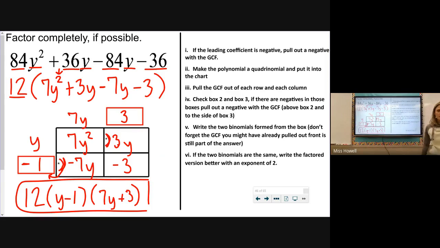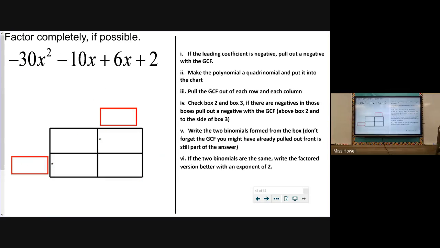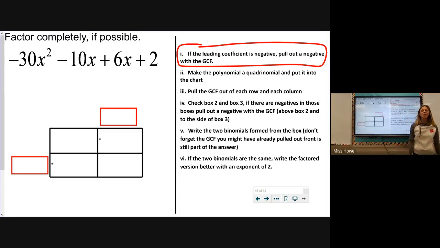All right, let's try another. Number 2. All right, negative 30x squared minus 10x plus 6 plus 2. All right, please remember, rule number 1 for factoring with our chart is if the leading coefficient is negative, we have to pull it out before we go to our chart method, so be careful. So I'm guaranteeing I'm pulling out at least a -1 out here. So I want to see if there's more than just a -1 that I should be pulling out.